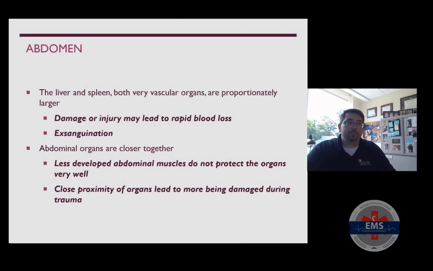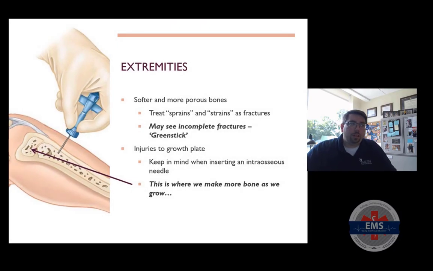Abdomen, we talked about the liver and the spleen. Both being very vascular organs, they are proportionally larger. Everything in the abdominal cavity is squished together. So the more squished together it is, the bigger risk we have of injury to that area. Again, there's less protection because the abdominal wall is less developed as it protects the organs. And again, everything is so close together, it's more likely that a generic injury can lead to some major organ trauma.